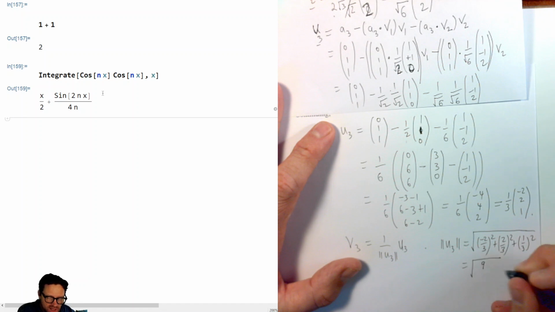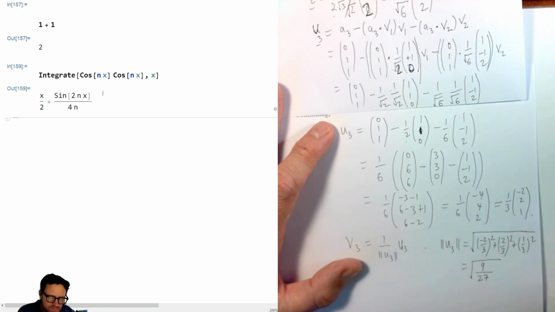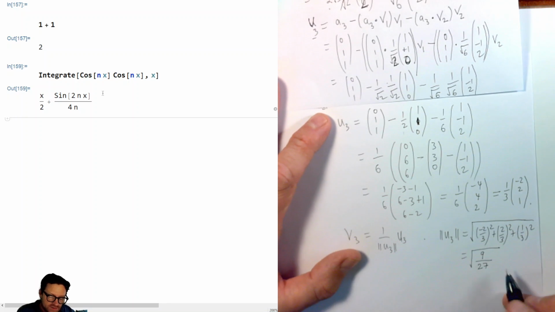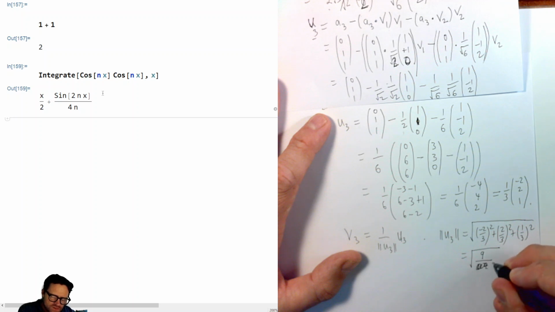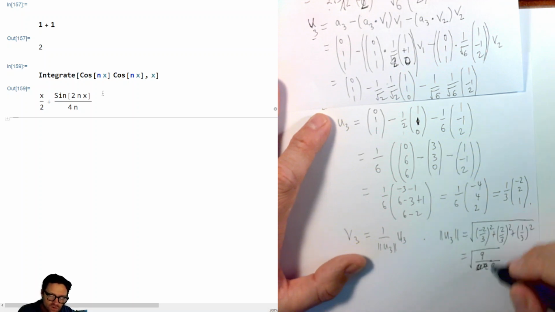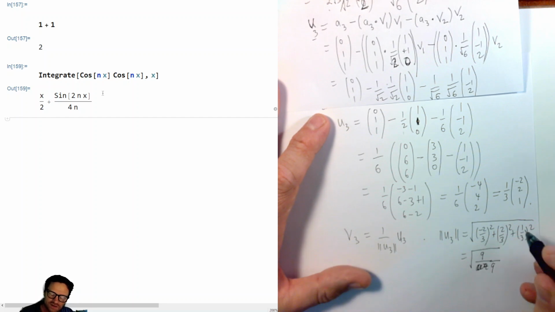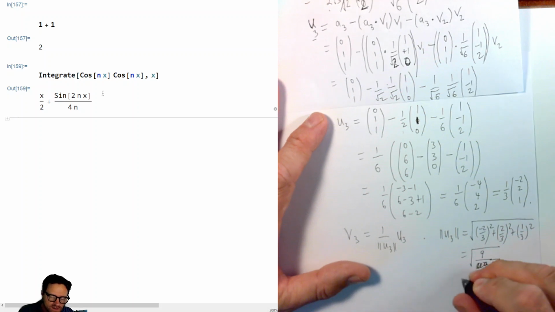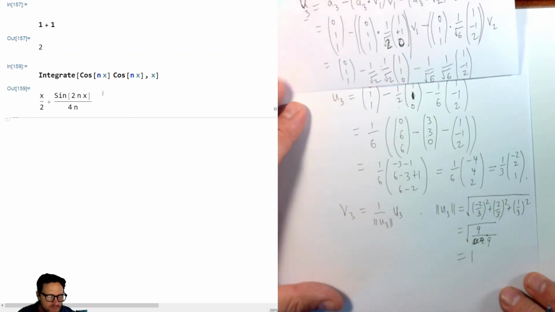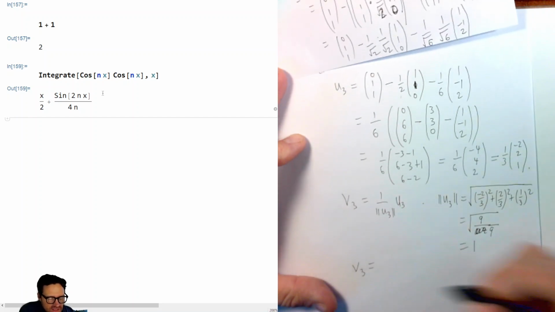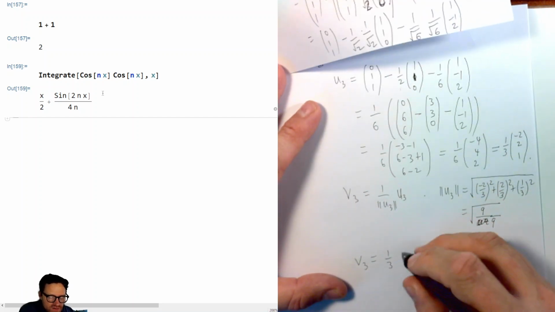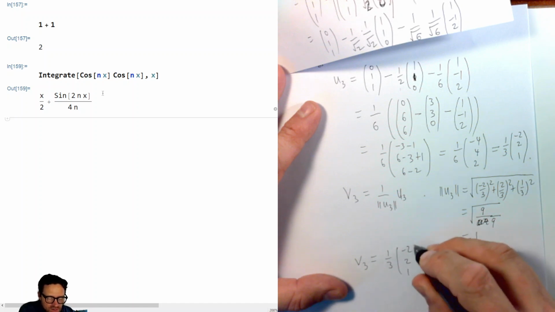So the square root of 9 over 9 times 3 is 27. If I did that right, so no, it's all over 9, right? Yeah, it's all over 9. Is that correct? So 4 over 9 plus 4 over 9 is 8 over 9, plus another 1 over 9 gives 9 over 9, which is 1. Okay, so the norm of that vector is 1. That makes it easy. So then V3 is equal to 1/3 minus 2, 2, and 1.